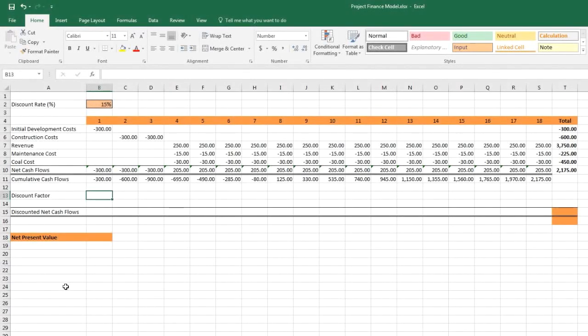To calculate the discounted net cash flows, we need to determine the discount factor. In Excel, we can determine the discount factor by using this formula. Equals 1 divided by 1 plus R, and our R is 15%, which is represented in cell B2. To lock in this cell, we add in $B$2, so equals 1 divided by 1 plus $B$2 to the power of the year.